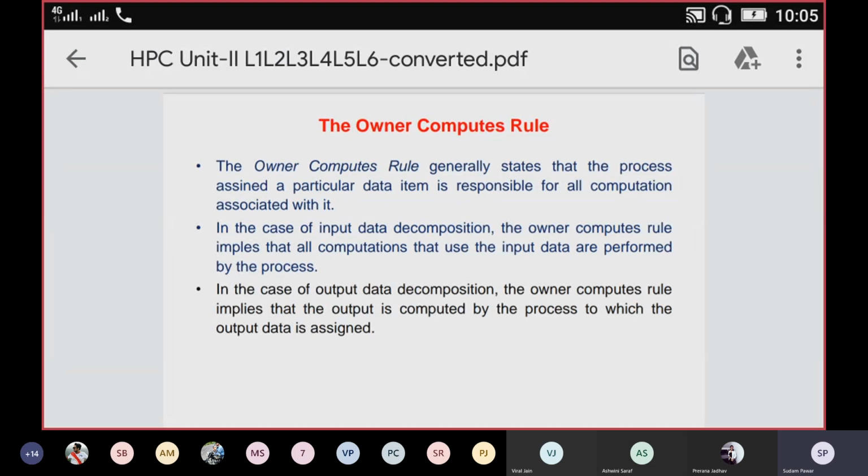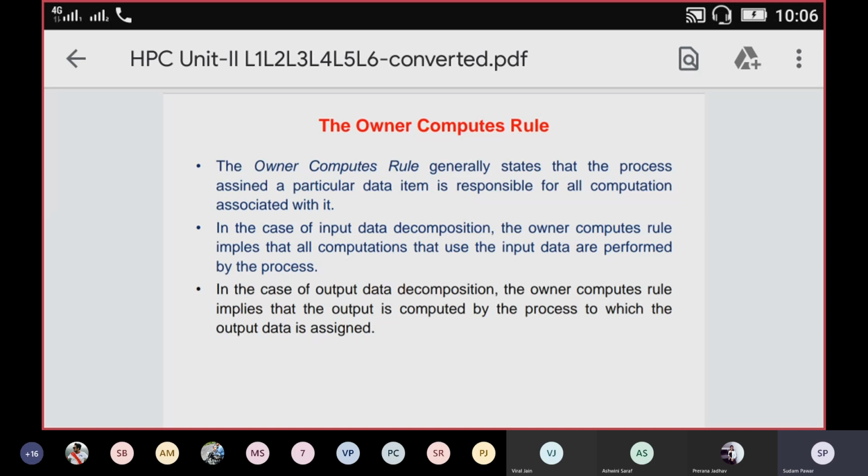Okay, in the last lecture we discussed the decomposition techniques like recursive decomposition, followed by data decomposition. Data decomposition we have seen at three levels: input data decomposition, output data decomposition, and intermediate data decomposition. The subtypes of the data decomposition technique we also saw in the last lecture. After that we saw the owner computes rule also.